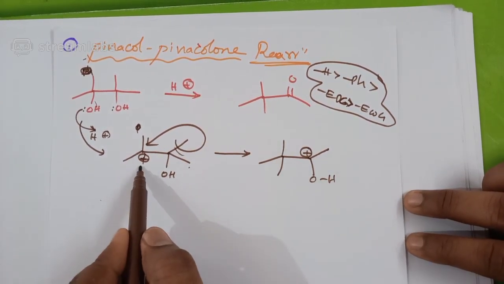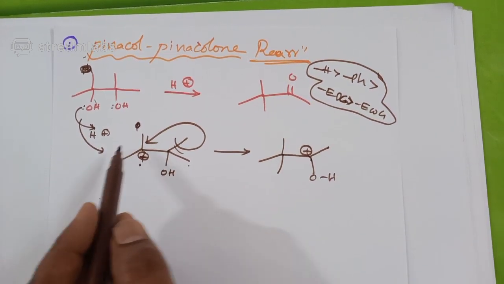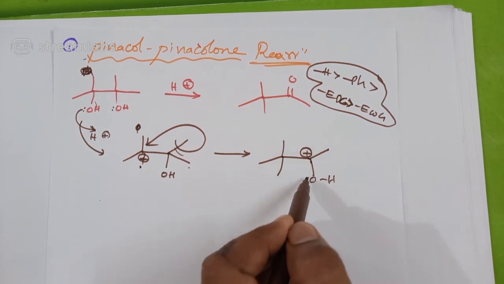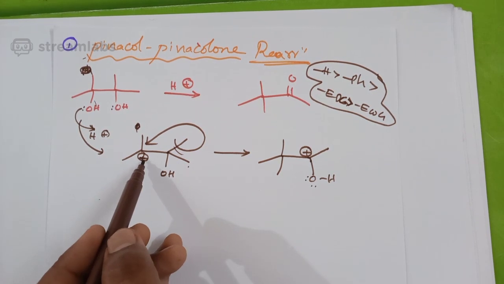Usually here a tertiary carbocation and here a secondary, which is more stable? Tertiary is more stable, right? But in this case secondary is more stable. Why is secondary more stable here? See, oxygen has a lone pair or not? Resonance. Resonance is more stable than hyperconjugation.